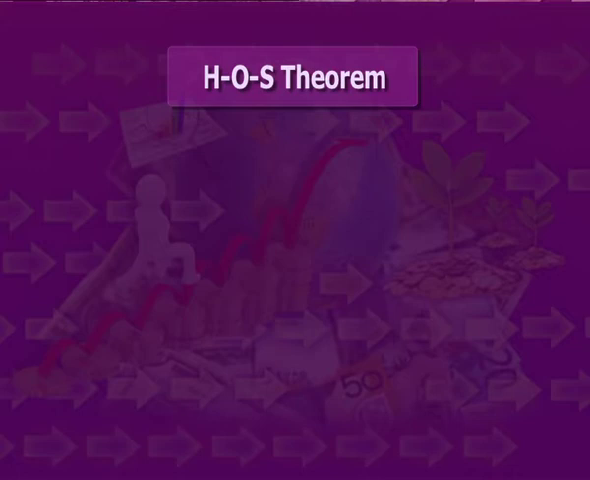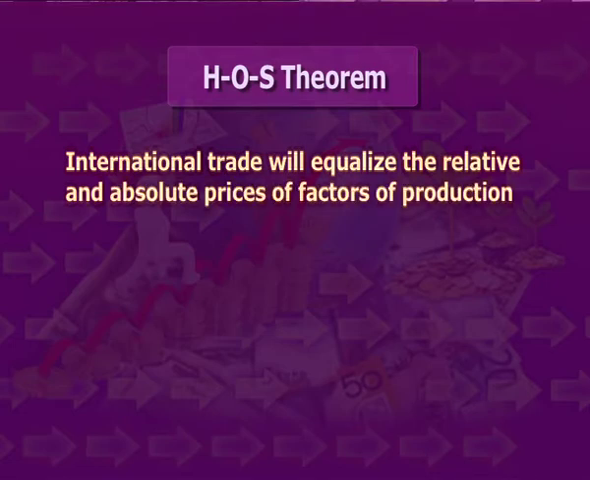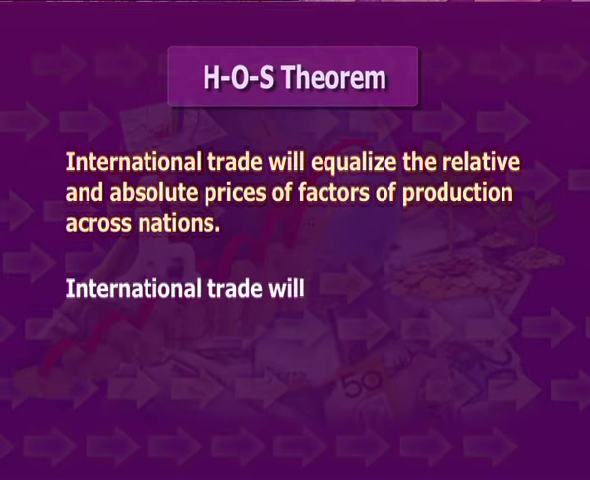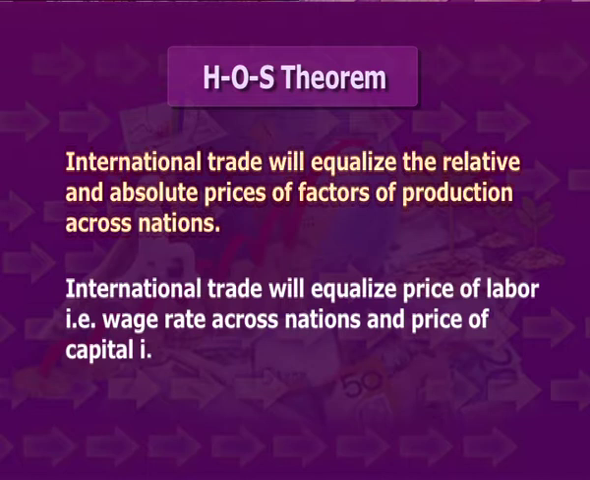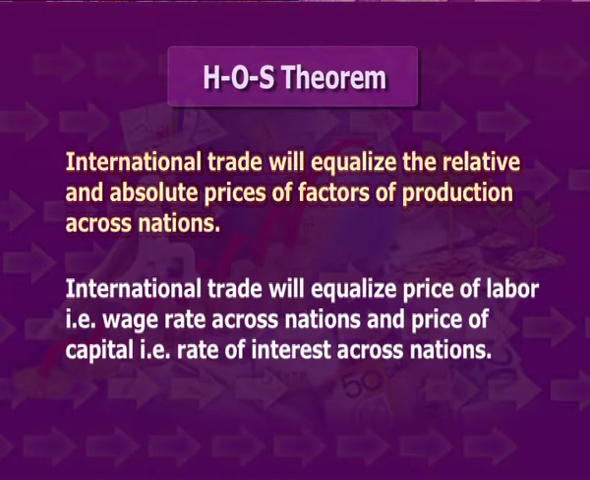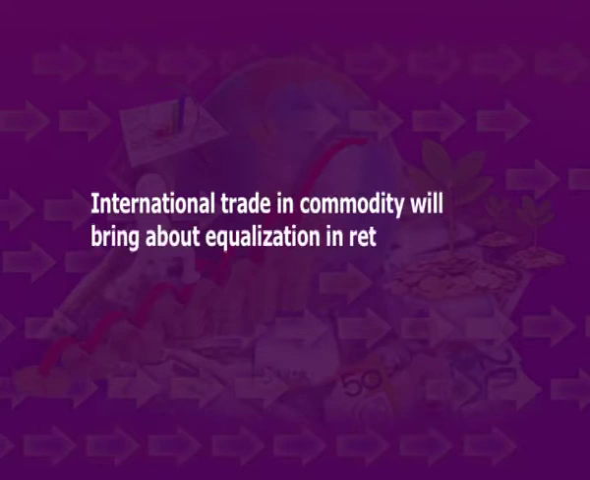Let's discuss the HOS theorem. International trade will equalize the relative and absolute price of factors of production across nations. According to this definition, we can say that international trade will equalize price of labor, that is wage rate, across nations, and price of capital, that is rate of interest, across nations. Here we assume that labor and capital are homogeneous. International trade in commodity will bring about equalization in returns to factors of production.